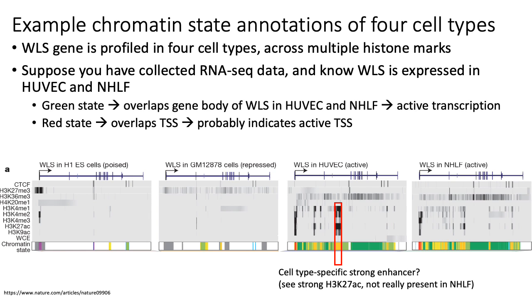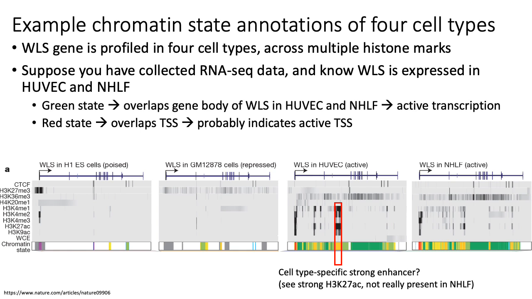And so broadly speaking, on top of these signal tracks, I'm showing you the structure of the WLS gene. And what you can see is that the histone mark signal tracks for the HUVEC and the NHLF cell types, so the 2 cell types on the right, have pretty different signal tracks compared to what you see in the ES and the GM12878 cells on the left. And so part of what I'm trying to illustrate with this slide is how you can actually interpret what you see from these chromatin states that you get out of an HMM.